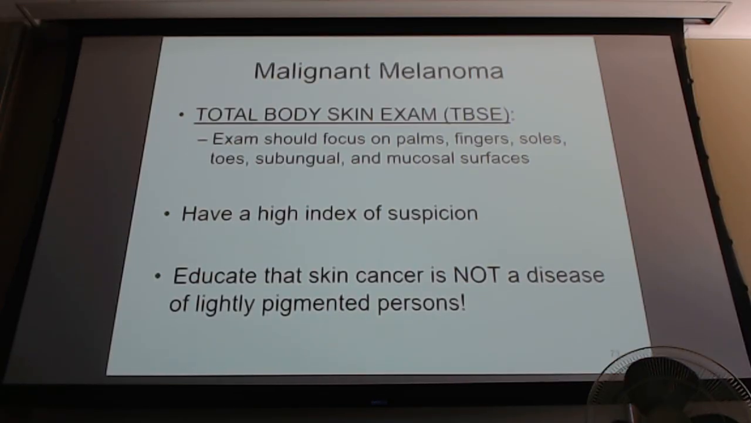TBSE, we've talked about this numerous times. That's head to toe. Look at everything. So palms, fingers, soles, toes, subungual, mucosal. Of course, there's always a high index of suspicion. Educate that skin cancer is not a disease of light pigmented people. It's not only of the light-skinned people. It can be anybody.